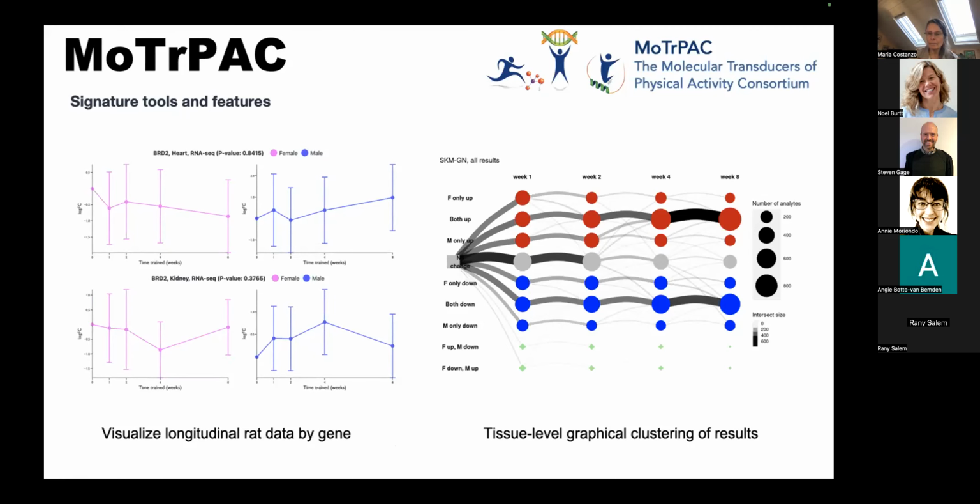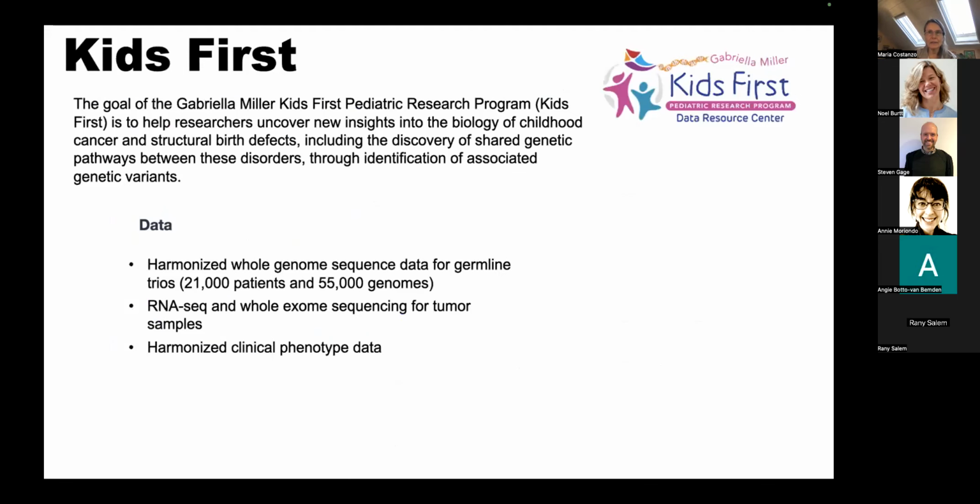Okay. Yeah, so I hope everyone's getting an idea of how diverse these resources are. It's really amazing. Another one is called Kids First, and this looks at children who have either childhood cancer or structural birth defects, and I guess there's an idea that they might have some shared genetic architecture there. And so primarily what they have is sequence data. They're doing whole genome sequence data on these kids and their parents. And they're also doing RNA-seq and exome sequencing in tumor samples.